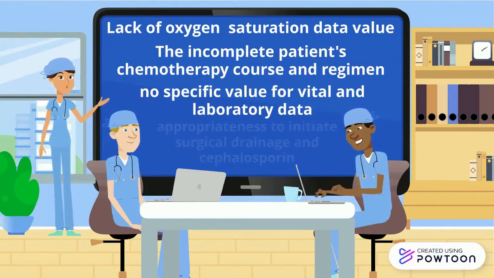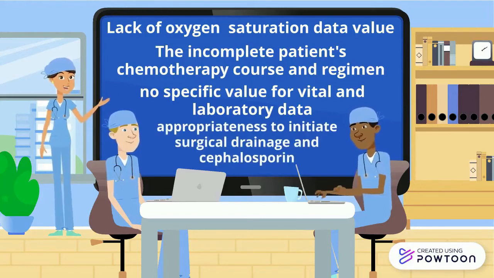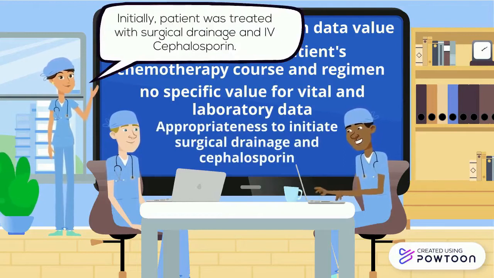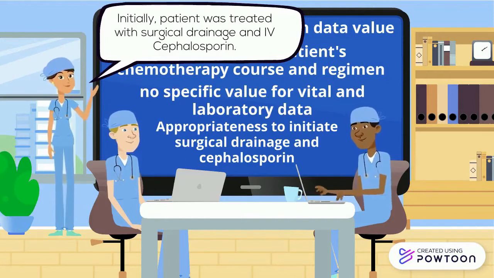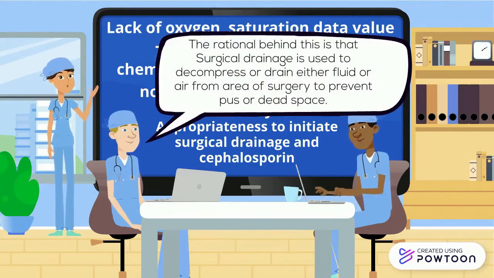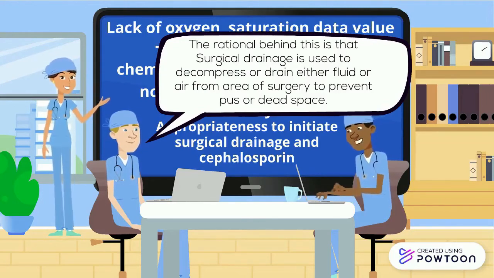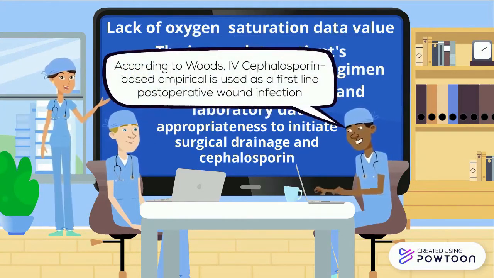The fourth assessment is on the appropriateness of initiating surgical drainage and intravenous cephalosporin treatment. Initially, the patient was treated with surgical drainage and intravenous cephalosporin. The rationale is that surgical drainage is used to decompress or drain either fluid or air from the area of surgery to prevent pus or dead space. According to Woods, intravenous cephalosporin-based empirical treatment is used as a first line for post-operative wound infection.